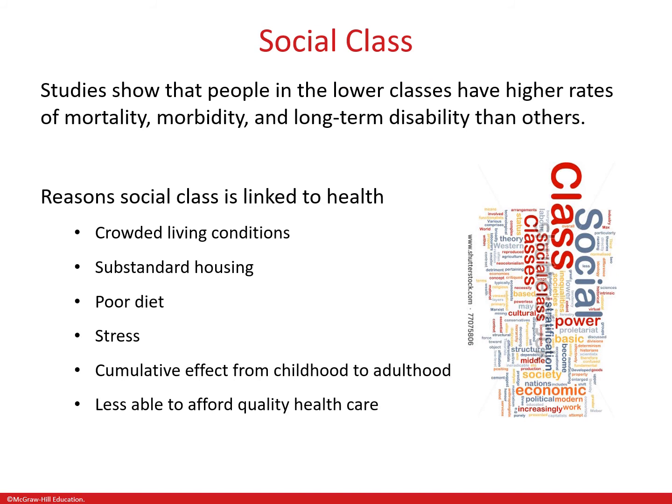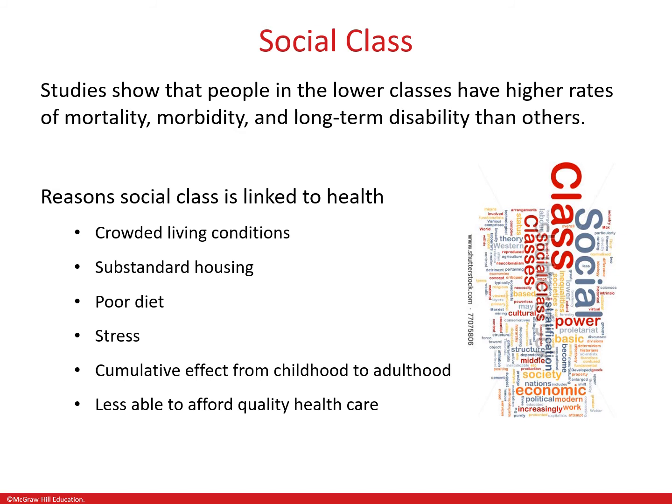Now, morbidity rates are affected by social class, race, ethnicity, gender, and age. So we're going to take a look at these different variables. First, let's consider social class. Lower classes tend to have higher rates of disability and mortality. Crowded living conditions, substandard housing, financial difficulties, poor diet, higher stress levels, and the inability to afford quality health care are major factors in the health problems of the lower classes.